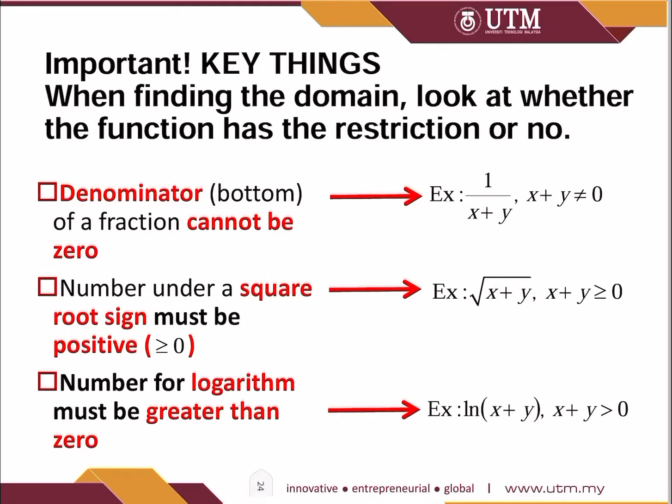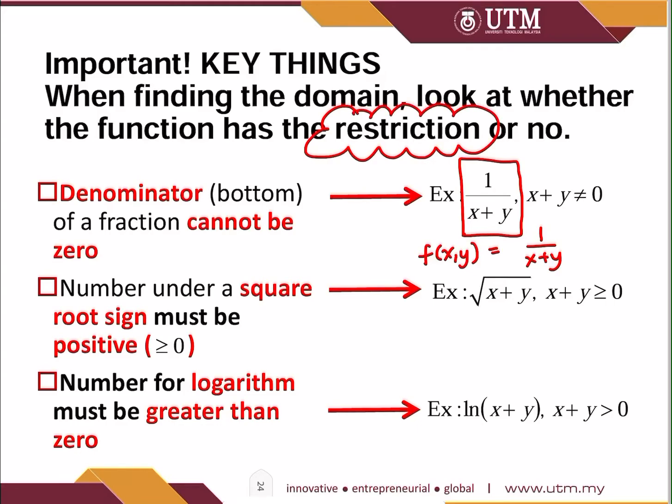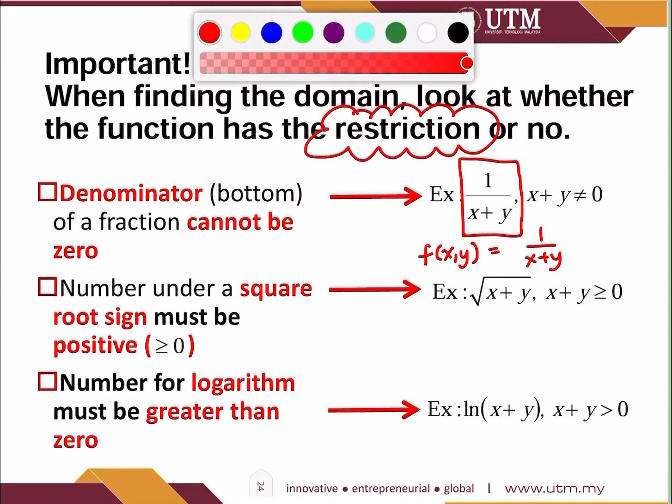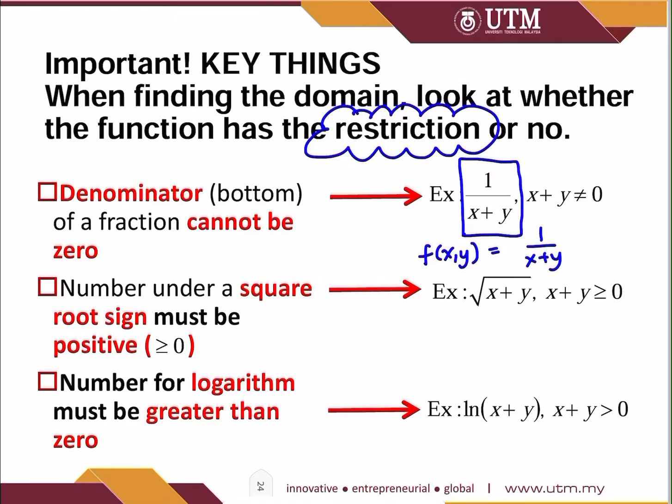Here, if we have this function, f(x, y) equal to 1 over (x + y), how do we determine the domain? We need to look at the restriction. If the function has a restriction, then we can determine the domain of the function.